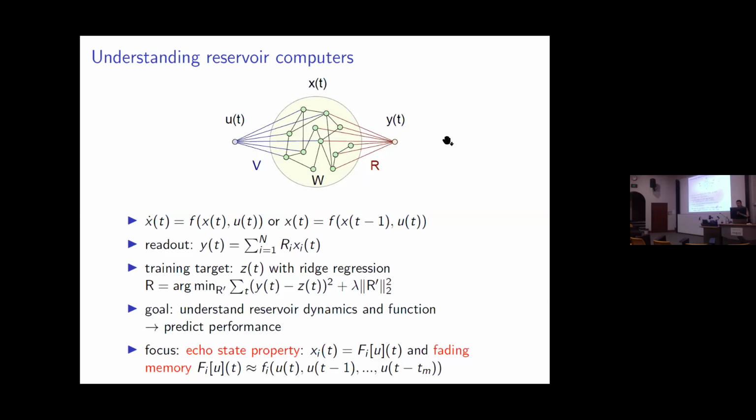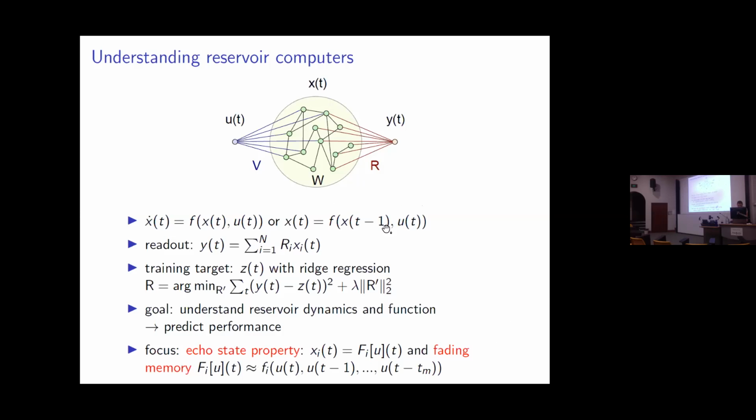We're definitely not the only ones doing this. There are other teams, other approaches. Our focus here is the echo state property. That means ideally your reservoir state is a function of the input state only. It doesn't add individual dynamics on top of it. And that's also related to the fading memory property.